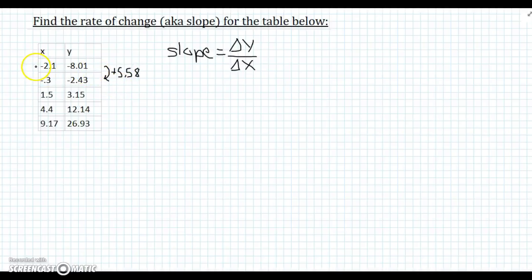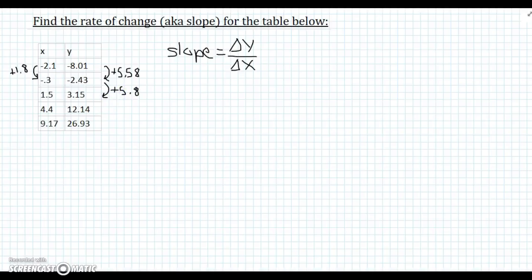Now let's look at the change in x. So these two, if you get on a calculator, find out that it goes up by 1.8. Now, a lot of times, unless you know for sure that these points are all in alignment, you want to check the slope between all of the points. So let's check the slope here. Now this goes up by 5.58 as well.